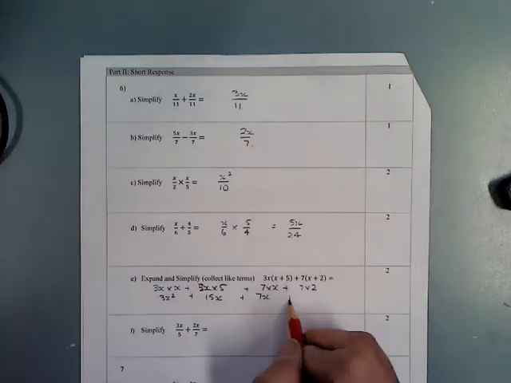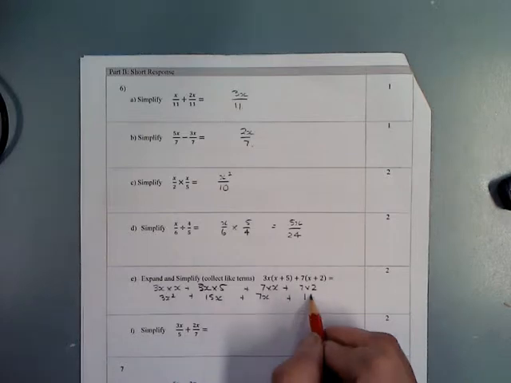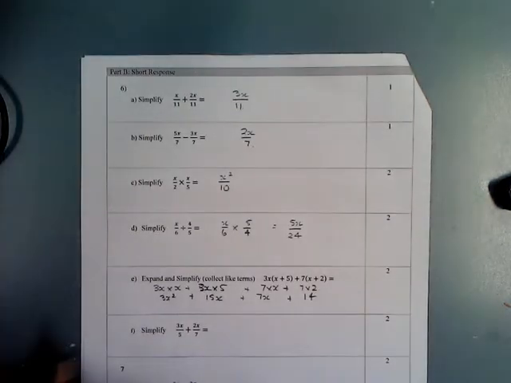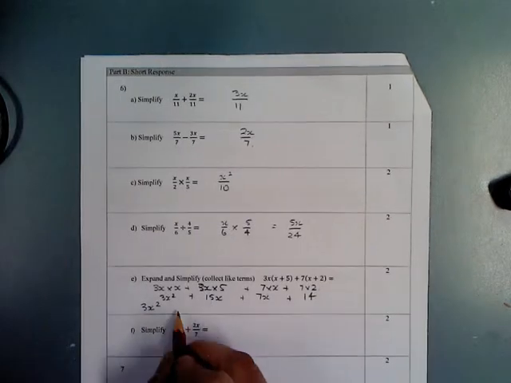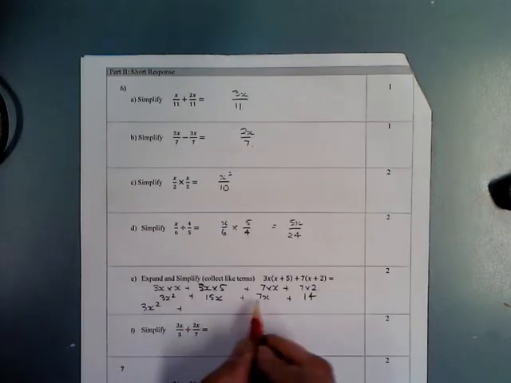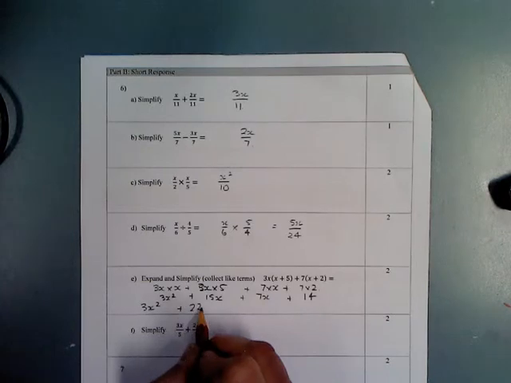Combine like terms, and we have 3x squared plus 15 plus 7 is 22x plus 14. And that is your answer.